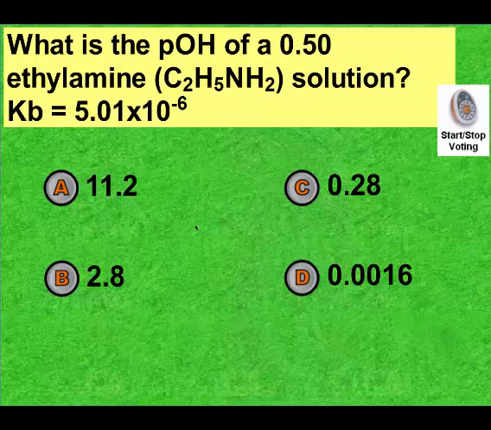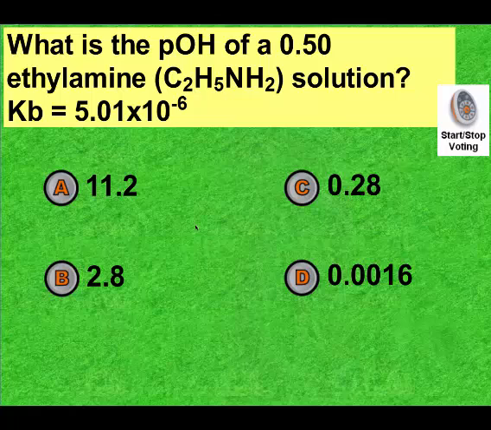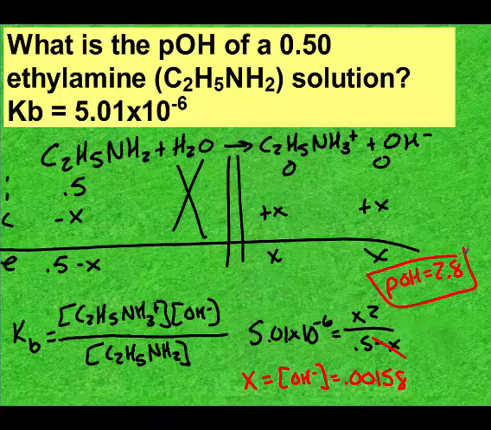I'm going to pause the video and try this one on your own. Restart when you get an answer. So you should have gotten 2.8. If you did, you can fast forward to the next problem. If you didn't, then go ahead and pause the video and look at the work. So that's the work you should have had. We calculated our X to be 0.00158, and then negative logging that, you get 2.8. Make sure you read carefully. This one asks for what is the pOH, not the pH.